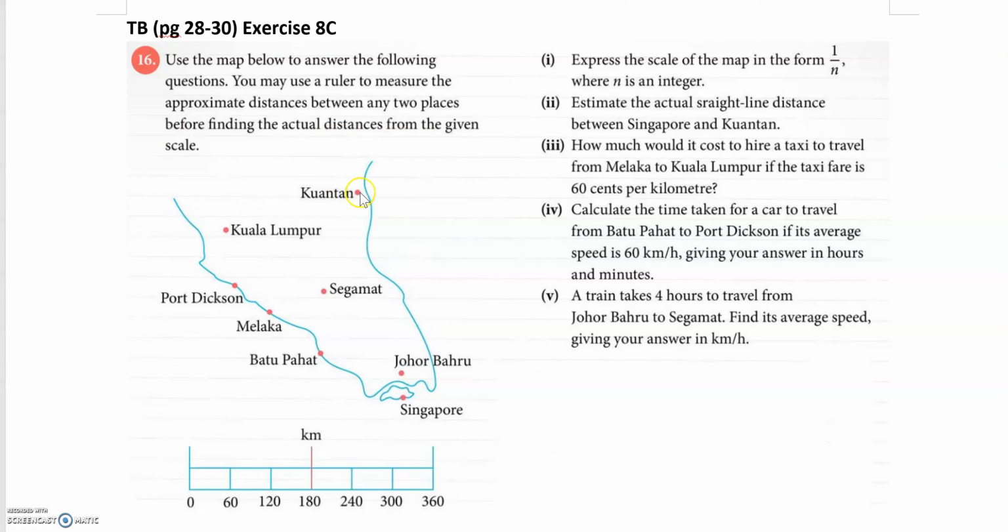So they give us a map with various locations plotted out in dots. And they give us a scale. So a little bit more about reading this scale. We have 0 to 60 and we have kilometers here. If you were to use your ruler to measure this distance, that distance would represent 60 kilometers on this map.